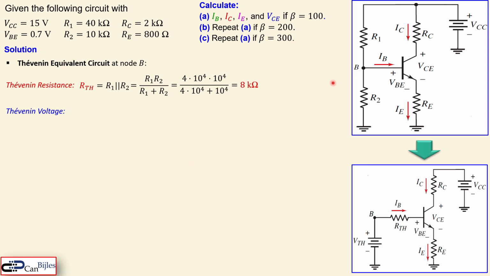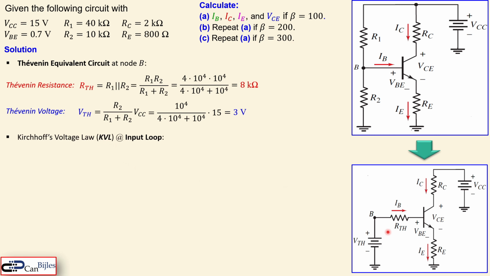Thevenin voltage is the voltage at this node when you make voltage division. In this case it is the VTH is R2 over R1 plus R2 times VCC. Now if I now substitute the values here, you will get 3 volts for the Thevenin voltage. Now we have everything in this equivalent circuit configuration. This is 3 volts and this is now 8000 ohms or 8 kilo ohms.